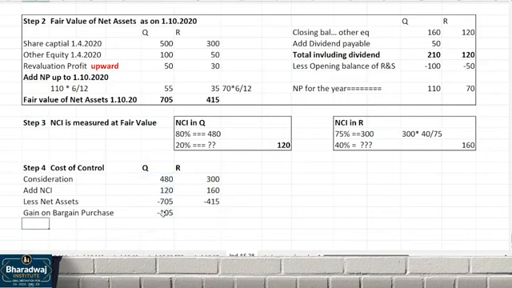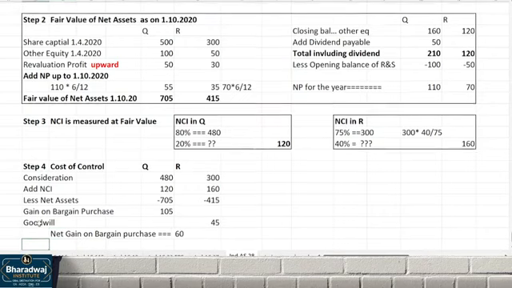We have put something like 20% eliminate. What is the gain on bargain purchase? 105. What comes here? So net gain on bargain purchase, how much? 105 minus 45, what will it be? 60.